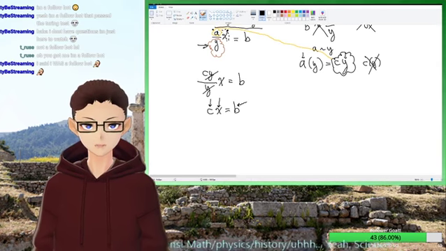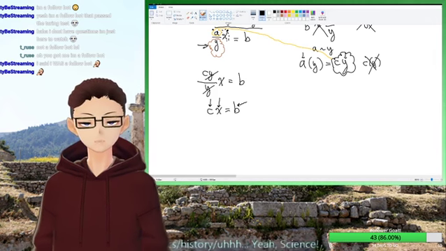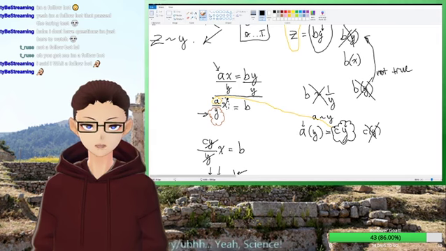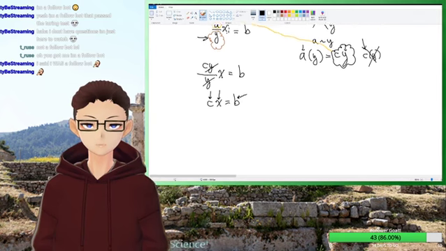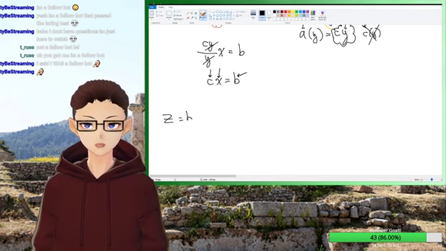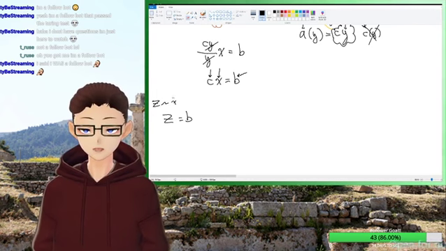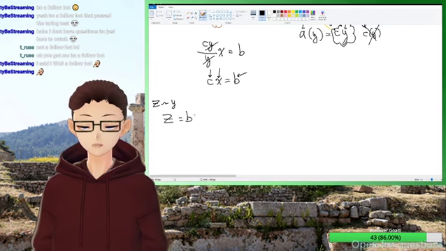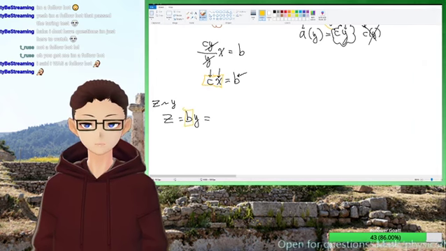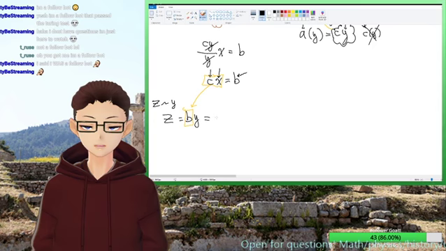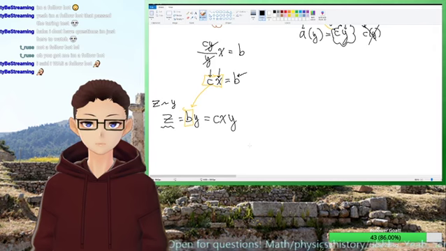So, this leads us to another really interesting thing. I can replace b in my second equation right here with my constant c times x. So I'm going to do that. So z equals by. That came from when I said z is proportional to y, z equals by. So substituting this into here, I get c times x times y equals z. Bada bing!